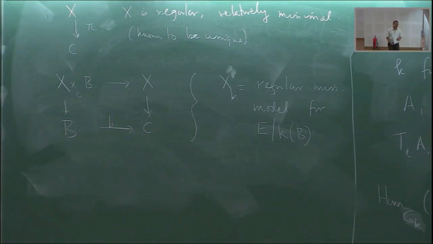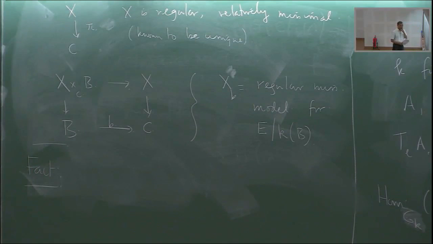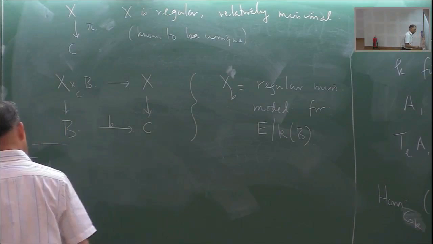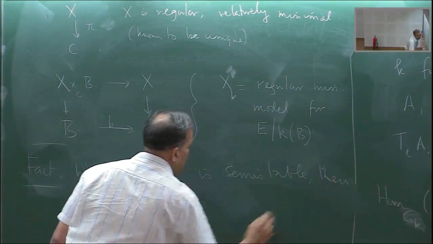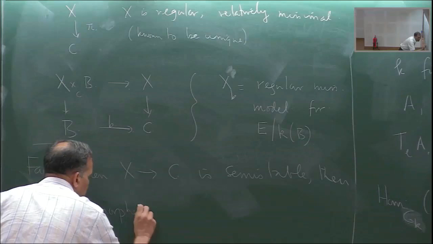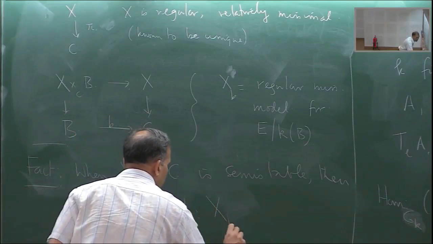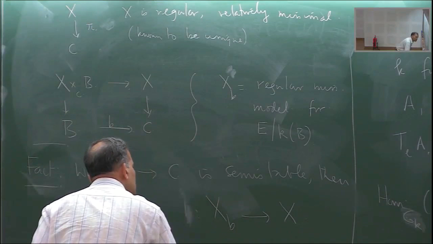Okay. So the fact, which requires a proof, and it's sticky, but anyway: when X to C is semi-stable, and B to C is any map, then there exists a morphism, an actual map, which I will again continue to denote from X_B to X. Maybe, okay, let's call it F_B or whatever it is.